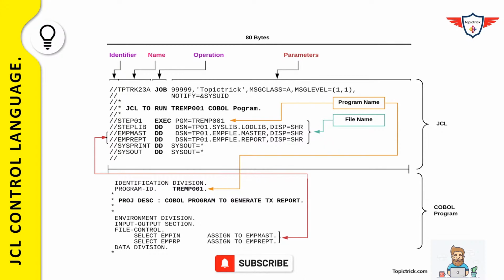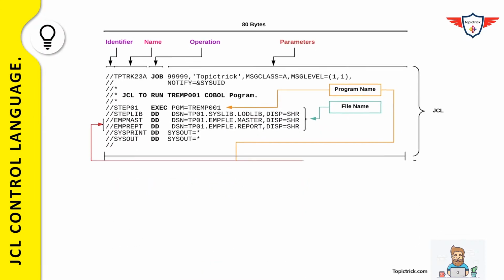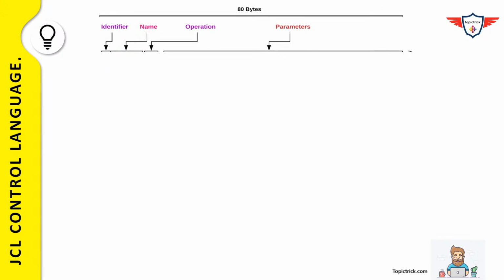Now, before discussing the job control statements in detail, let's discuss two important topics. First one is the coding rules of writing JCL, and the second one is JCL parameters, that includes keyword parameter and positional parameter. And these are very important because they are the ones which are actually used to define your control statements. So let's get started with general rules of writing a JCL.